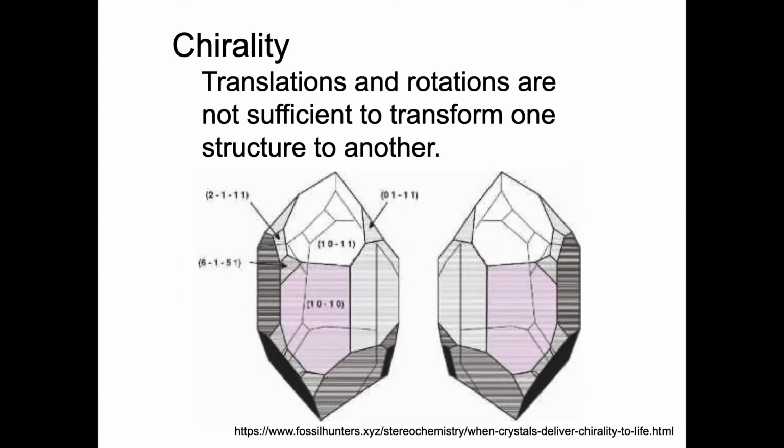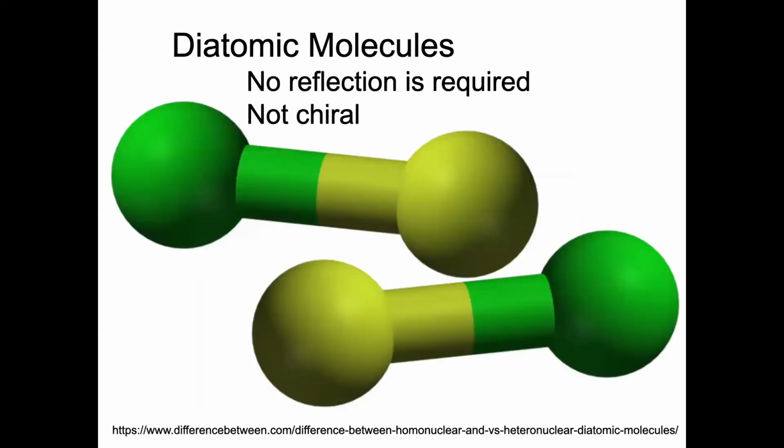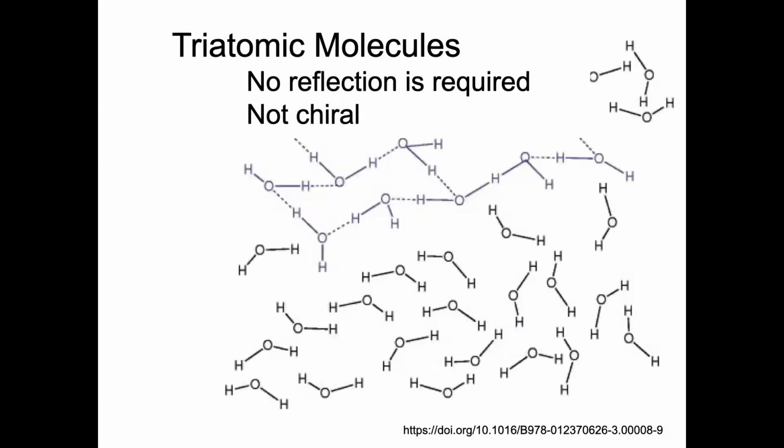Next slide, please. So what we have here are just some ball and stick diatomic molecule models. And you can see there are a reflection. One was reflected to get the other, but the reflection isn't necessary. You can translate, in other words, move and rotate, and you'll get the same form. Next slide, please. So with water molecules, again, with a triatomic molecule, reflection is not required. It's not a chiral element.